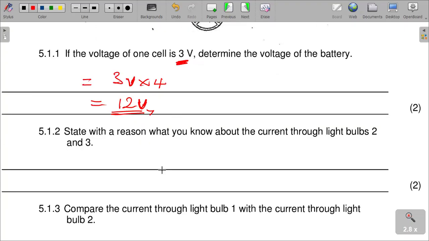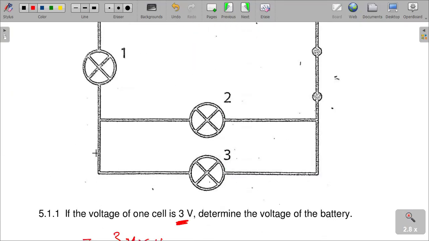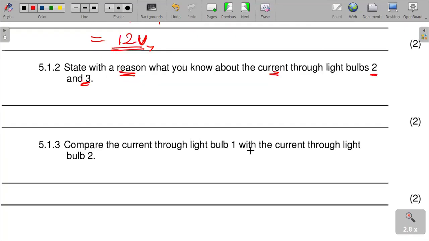State with a reason what you know about the current through light bulbs 2 and 3. State with a reason what you know about the light bulbs, what you know about the current that is through the light bulbs 2 and 3.